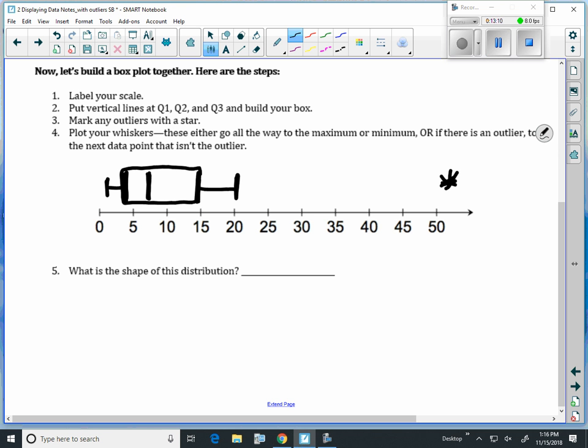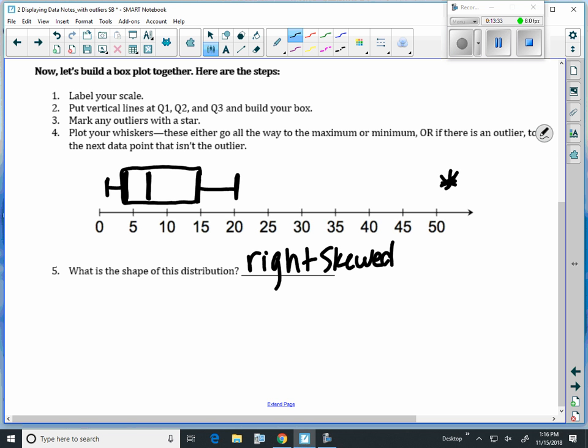Okay, now, does anybody know what kind of skew this is? It's right skew. I know, it's kind of opposite of how you would think. Yes, it is kind of opposite.